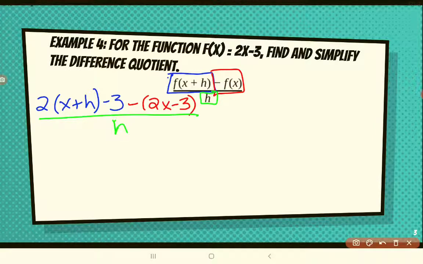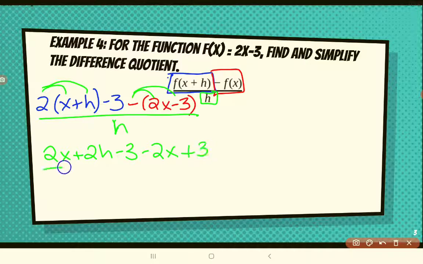And that's it. So at this point, all that I have to do is simplify some things. Okay? Well, the biggest thing I've got to do here is to distribute first. So I take the 2 and distribute it to the x plus h. Bring down my minus 3. And then I distribute the negative. So negative 2x plus 3. And the h is just kind of there. We don't do a whole lot with it at the very beginning.